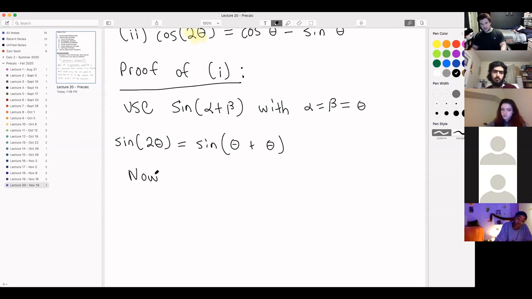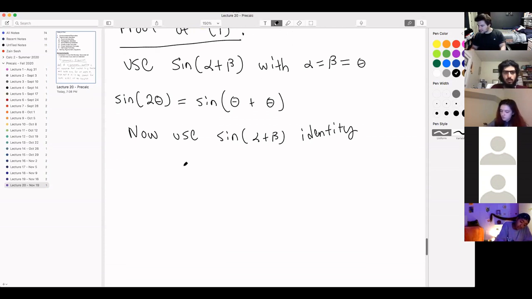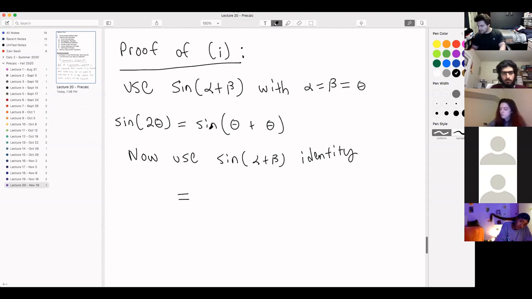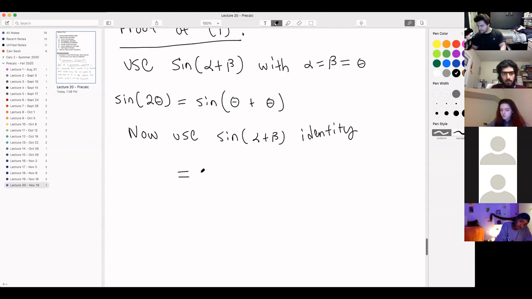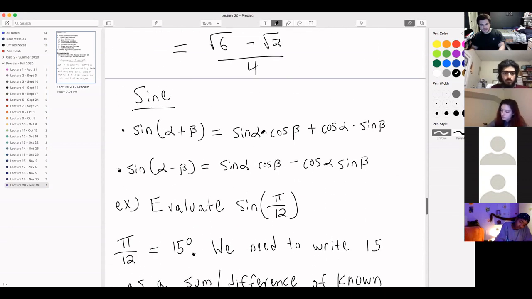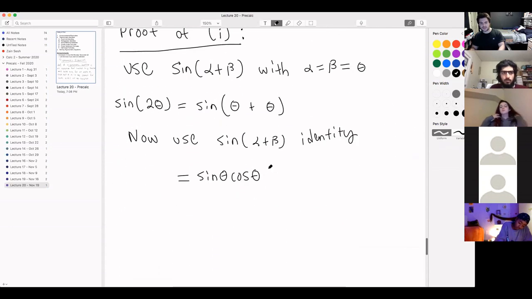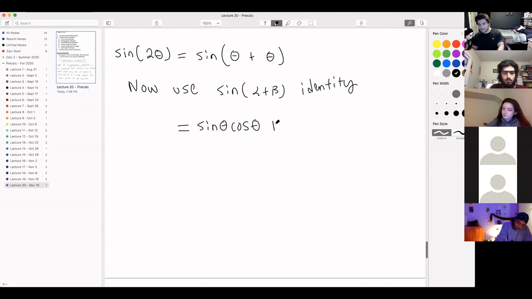Okay, now use the sine of alpha plus beta identity. So it's really quite nice. Okay, so here we go. This comes out to, so you just have to apply this identity, sine theta cosine theta plus cos theta sine theta. Well, yeah, plus sine theta cosine theta.